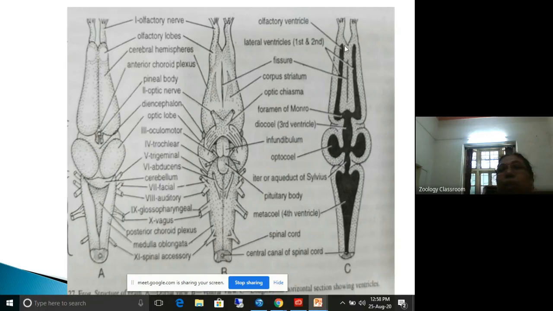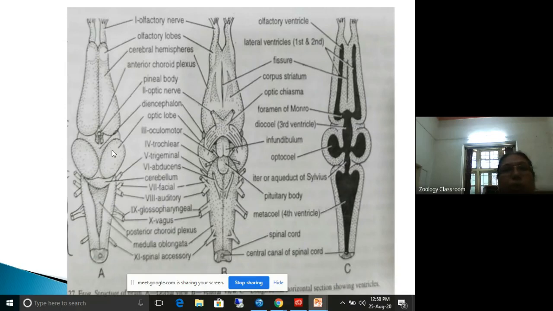In that also there are cavities. This is the olfactory lobes' cavity, called rhinocele. Then the lateral cerebral hemispheres' cavity is called lateral ventricle. These two unite together and are called the foramen of Monro. The diencephalon cavity is also called the third ventricle, and the optic lobes' cavity is called optocele, and the narrow canal is called iter, or aqueduct of Sylvius. It joins the medulla oblongata's cavity, called metacele.